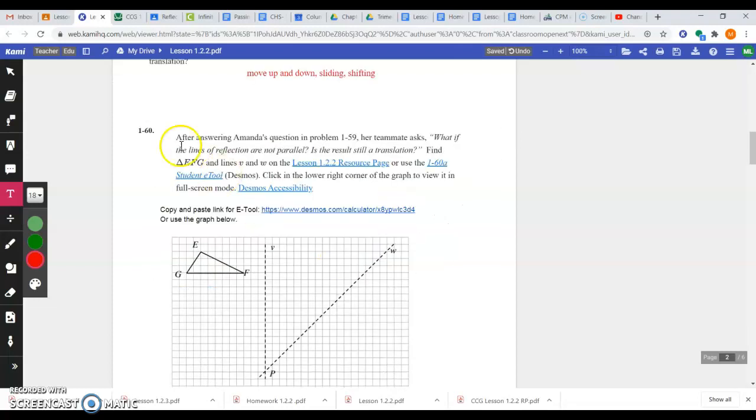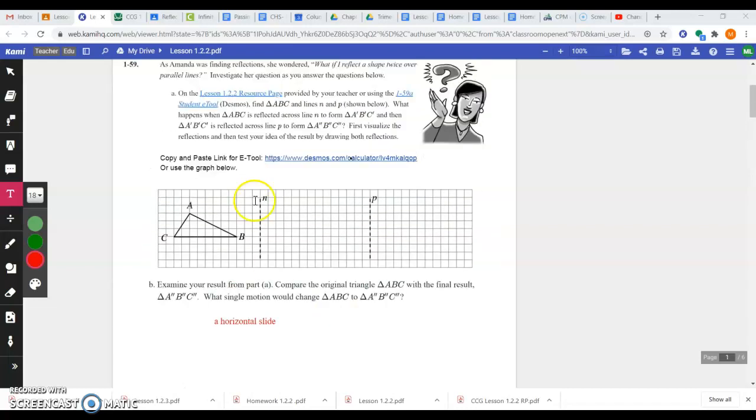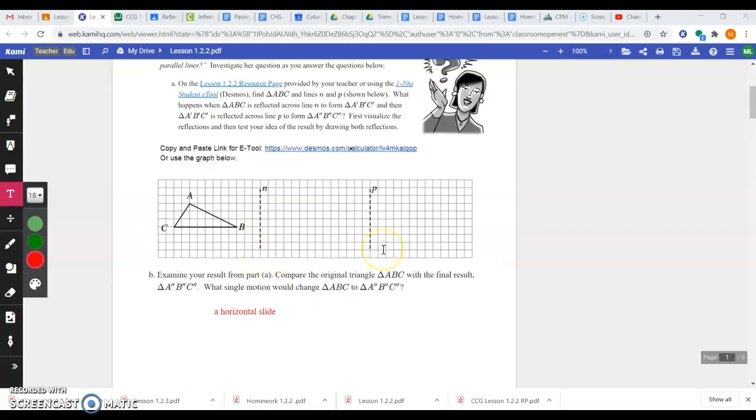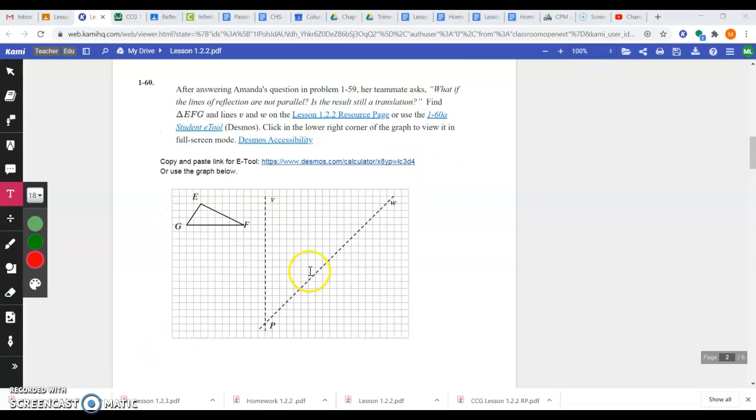Okay. Moving on to 160. Sorry about that. We're going to move on to 160. The difference with 160 is we are going to do the same kind of thing. We're going to flip it over these two lines, but in the first one, they were two vertical lines of reflection. Here we have a vertical line of reflection and a horizontal line of reflection. Again, I'm going to do this part on Desmos.